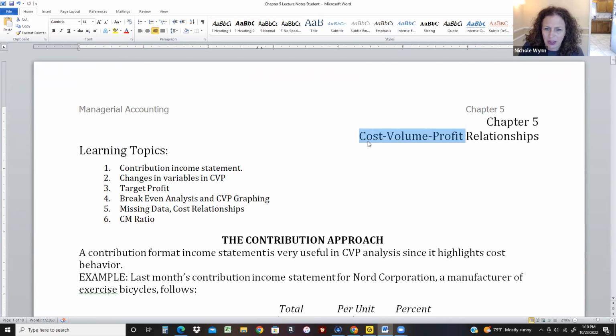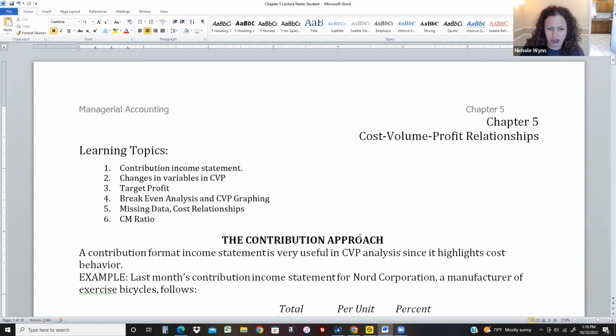And what that means is how does profit respond to changes in costs or changes in volume? So if we increase selling prices, what happens to profit? Or if we decrease selling prices, what happens to profit? Or if we sell more units, what happens to profit? So it's called CVP analysis. So we're going to come up with contribution margin and some different things like that.